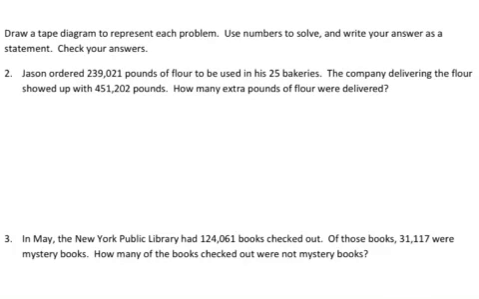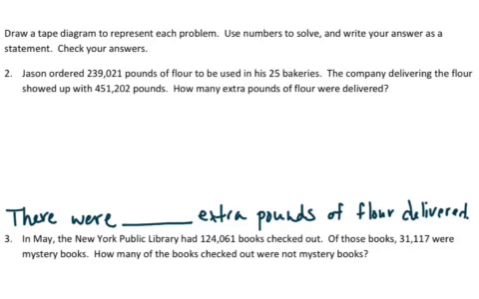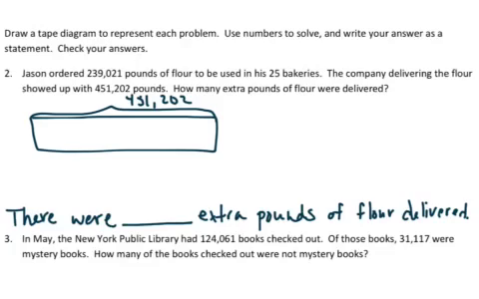So we're going to write our statement or our target sentence first. And that reads, there were blank extra pounds of flour delivered. Okay, so we have a few things going on here. Let's draw our tape diagram to represent the amount of flour that the delivering company dropped off. Okay, and it's 451,202. Well, Jason only ordered this much, which is 239,021. This is what we don't know here. This is how much extra they had.